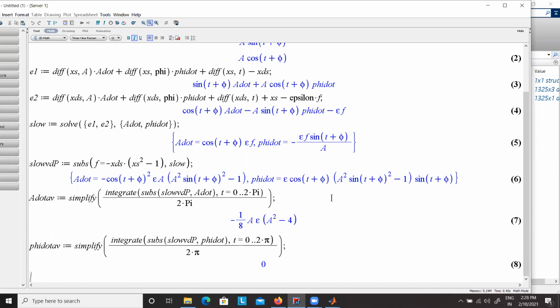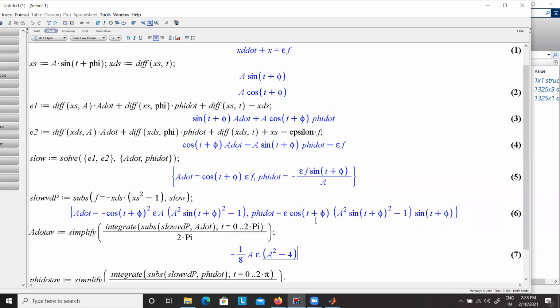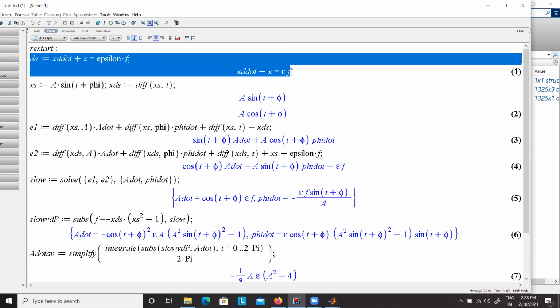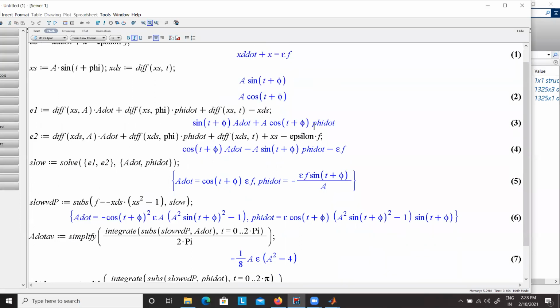Let's see, what else did I want to say? Why is A dot independent of phi? A dot is independent of phi because the system is autonomous. This system F, you see, it is autonomous. There is no explicit external forcing. Because there is no external forcing, for this reason, the rate of change of amplitude, where we are saying amplitude is changing very slowly over a long period of time.